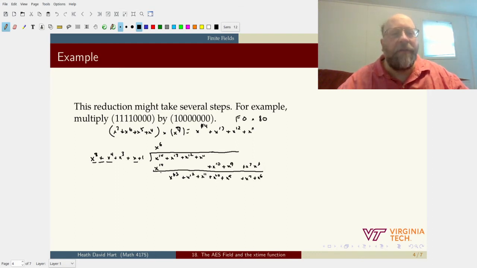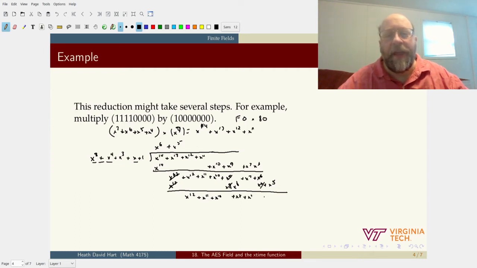And now I have to divide x to the 8th into x to the 13th. Well, that goes in x to the 5th times. And so x to the 13th, x to the 4th times x to the 5th is x to the 9th. X cubed times x to the 5th is x to the 8th. X times x to the 5th is x to the 6th. 1 times x to the 5th is x to the 5th. And the x to the 13ths cancel. But I'm left with x to the 12th plus x to the 11th plus x to the 10th. The x to the 9ths cancel. X to the 8th, x to the 7th, x to the 6th cancels, and x to the 5th.